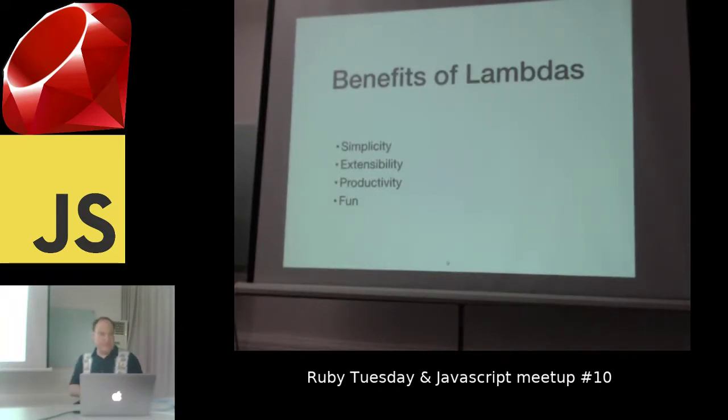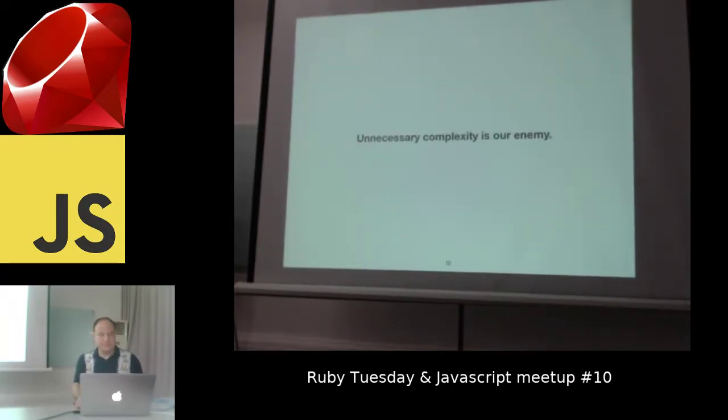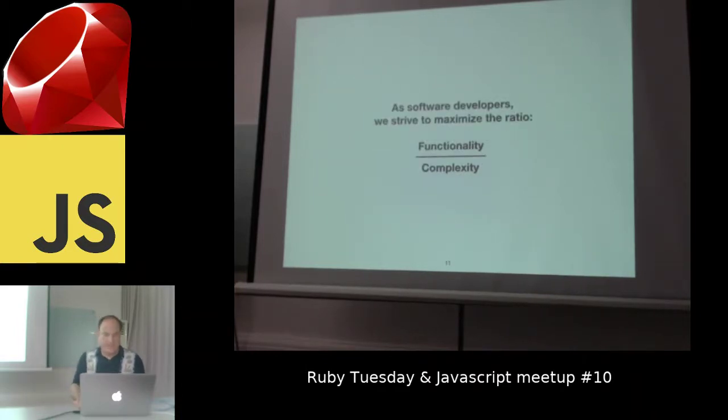There are many benefits of using lambdas. In general, we develop systems. Whatever language we're using, we're developing systems. And even if we weren't developing software, we might be developing other kinds of systems. In all systems, unnecessary complexity is our enemy, right? We're always trying to maximize the ratio of functionality over complexity. We want a lot of functionality, but we want to use as little complexity as necessary to get there.